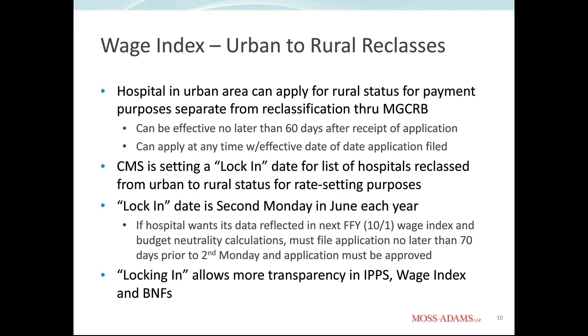So what CMS decided to do is they're setting in what's called a locked-in date for a list of hospitals reclassified from urban to rural status for rate-setting purposes. And the locked-in date is the 2nd Monday in June of each year. So depending on your status on that date, that'll dictate whether you're going to be reflected as an urban or a rural hospital for wage index purposes. And what it does, and it's probably a good thing, is it allows more transparency into how the wage index factors and the budget neutrality factors and that sort of thing are being utilized in the rate setting process.